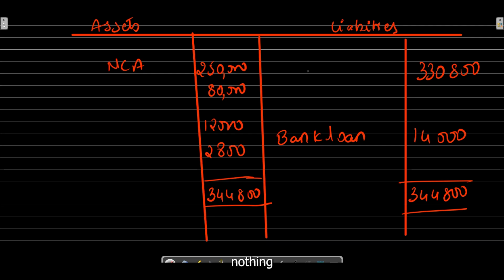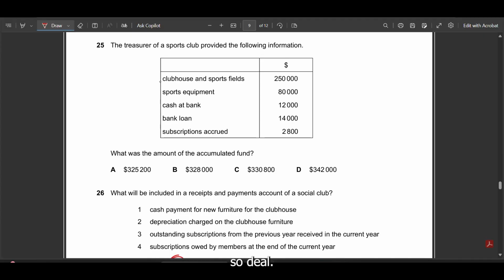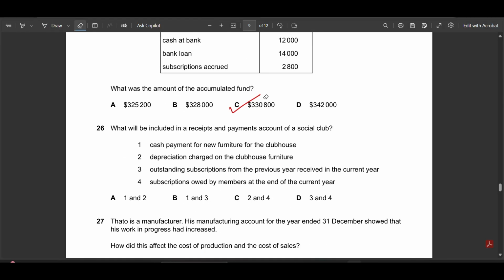So this is nothing but my accumulated fund. So 3,30,800. Yes, C is the right answer in this case. So again an easy question. We just have to calculate the balancing figure. Alright, let's move ahead to the next question, that is question number 26.